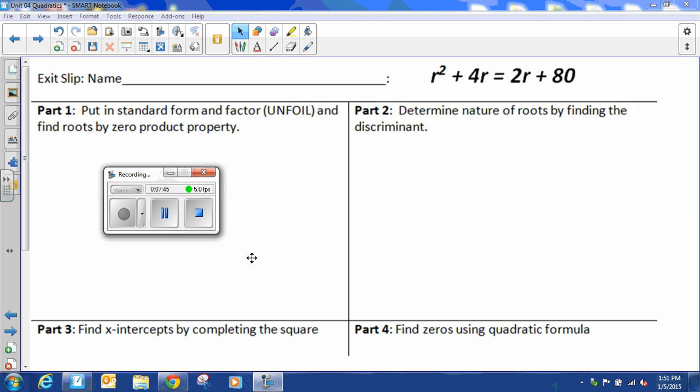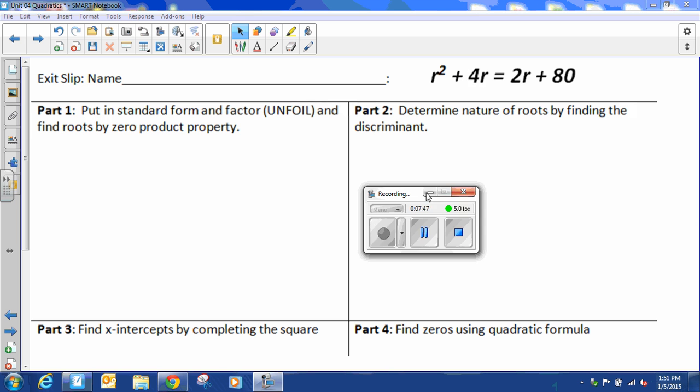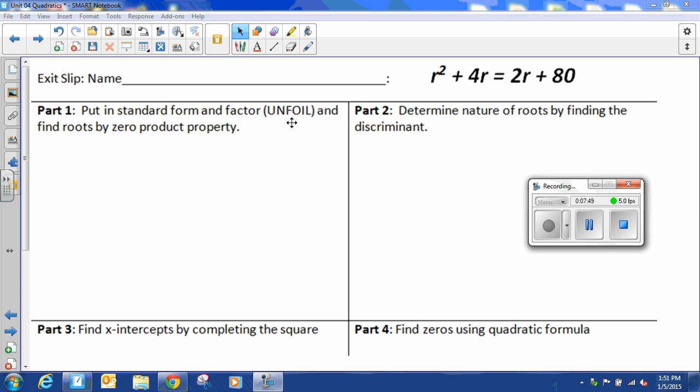Now, your exit slip is this problem right here. r squared plus 4r equals 2r plus 80. So, just like the previous example, part 1, solve this using factoring. Part 2, determine the nature of roots by using the discriminant. Part 3, find the x-intercepts by completing the square. And part 4, find the zeros using the quadratic formula.